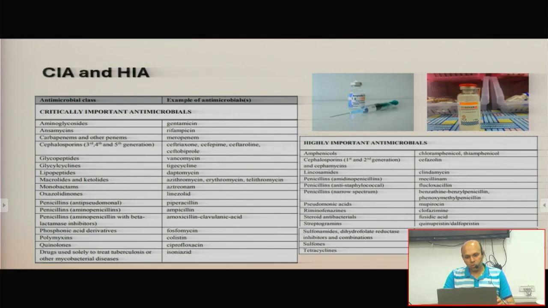So in penicillins, for example, you can see flucloxacillin is there as a highly important antimicrobial. On the other hand, in the critically important one, you have got ampicillin, piperacillin that are critically important, and that is what I meant. You can have penicillins in the CI, you can have penicillins in the HI as well, but the specific antibiotics, whether it is ampicillin, piperacillin, or flucloxacillin, or anything else, can be in different categories.